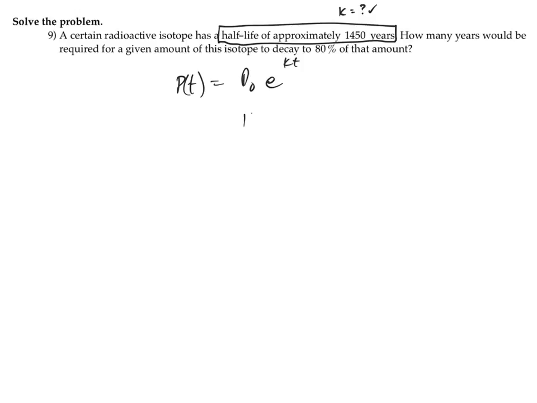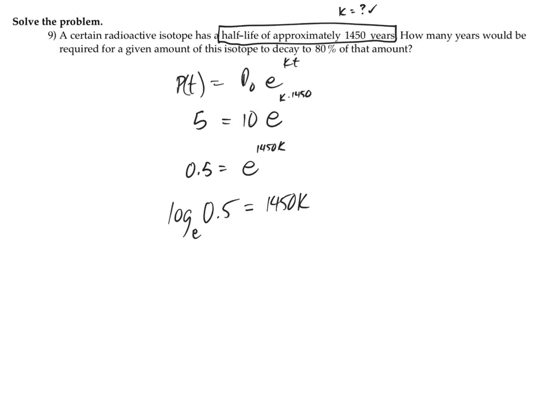So if I start, say, with 10, half-life is when that goes to half, so that'd be 5, equals e to the K. I don't know what K is, but I know it takes 1450 years. Okay, divide both sides by 10, so you're going to get a half on this side is equal to e to the 1450k. Change it to log form. Log base e of 0.5 is equal to 1450k. Some of you are already putting it right into ln form off the bat, and that's perfectly fine.